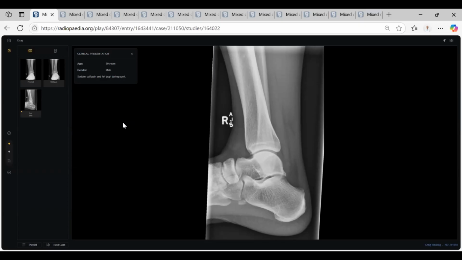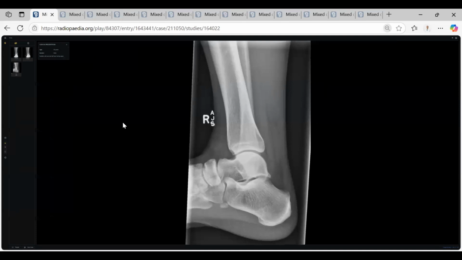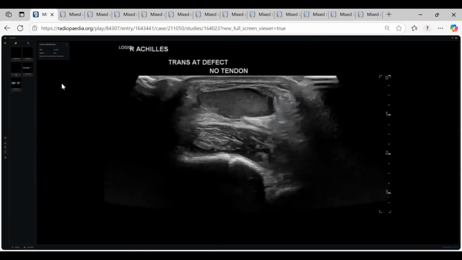What else? I am looking at the Achilles tendon. I think there is a linear radiolucent line in the Achilles tendon, and I also suspect some irregularity along the outline of the Achilles tendon. What will you do next? I will do an MRI, and also get help from ultrasound if available. This is the ultrasound.